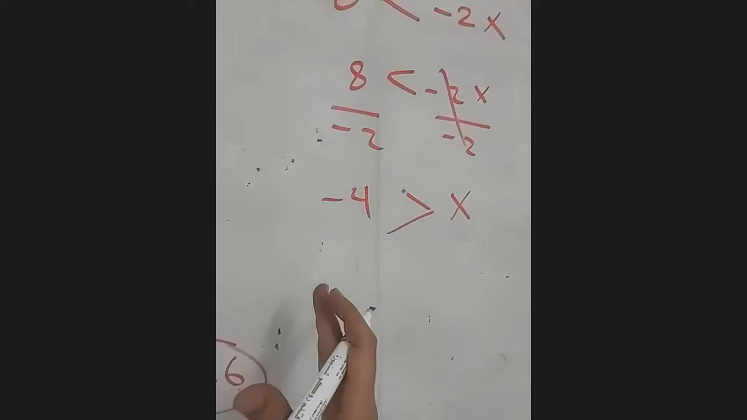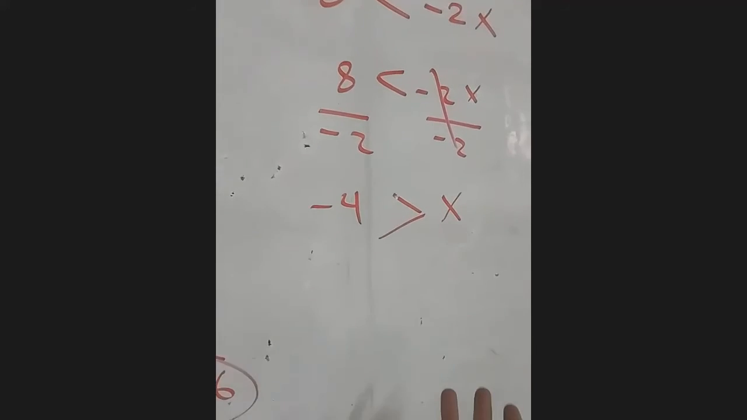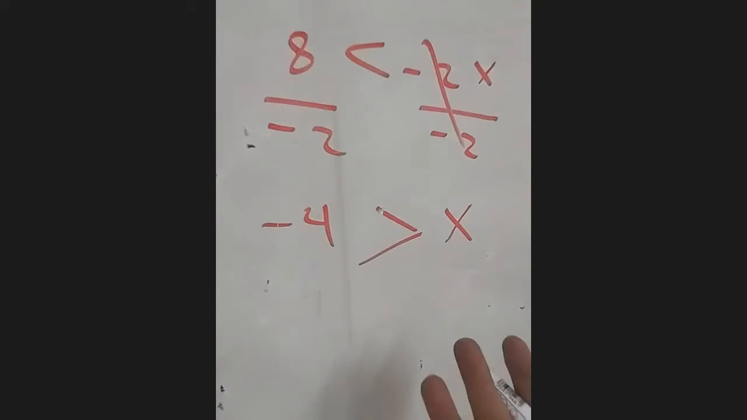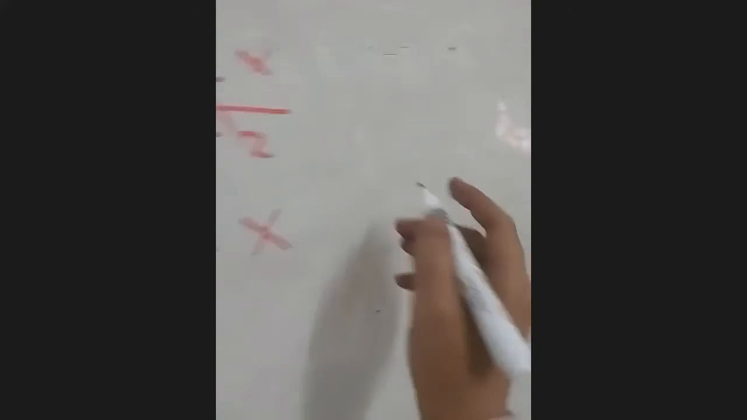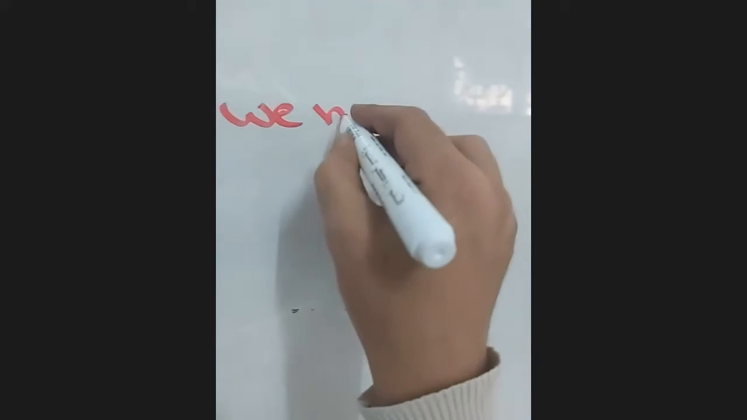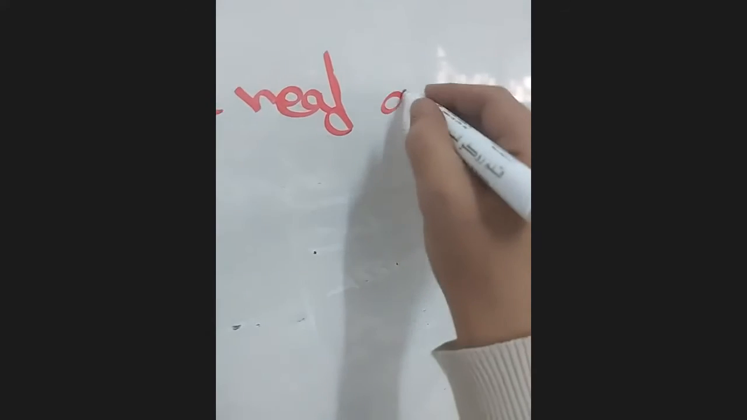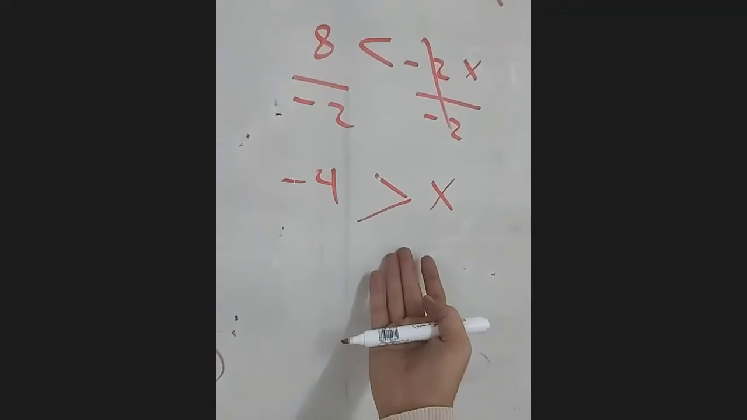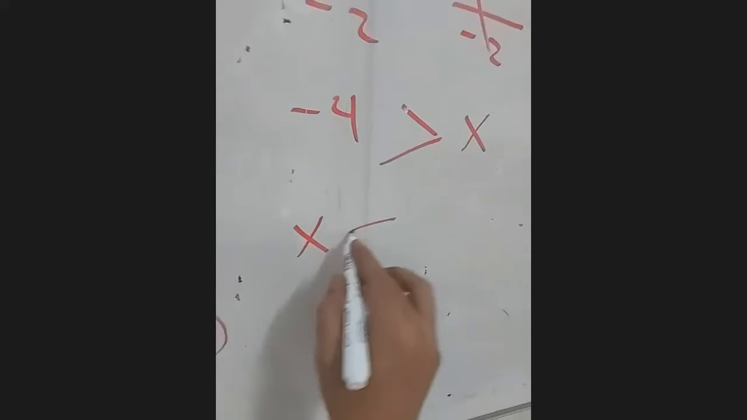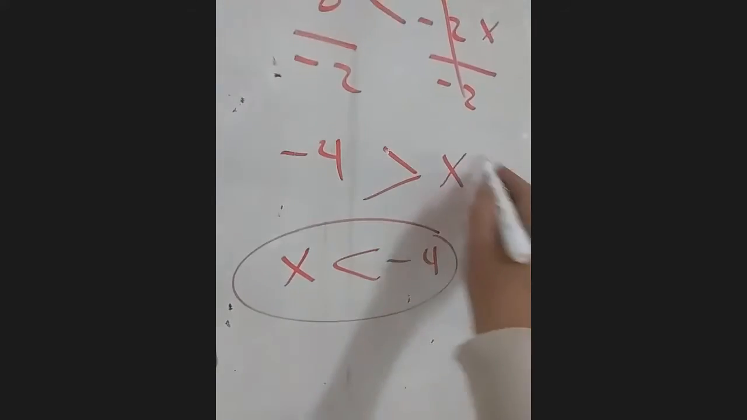Yeah. Now, if I want to put x onto the left, what will it be? Read it. It will be x less than negative 4. So as we read, we write. Read it again, Rayyan. x less than negative 4. I write x less than negative 4. This is the same as this.